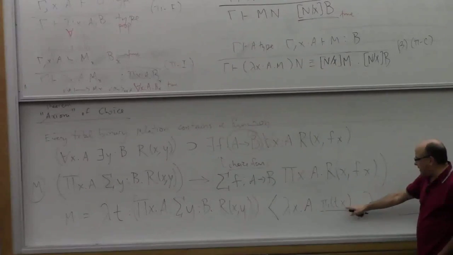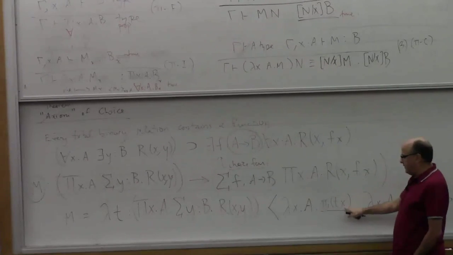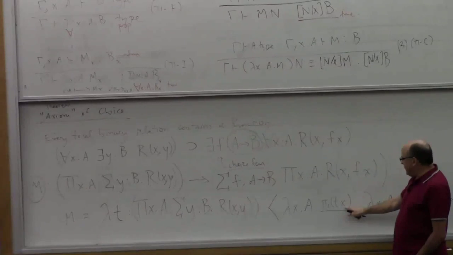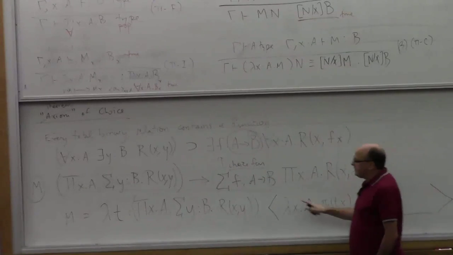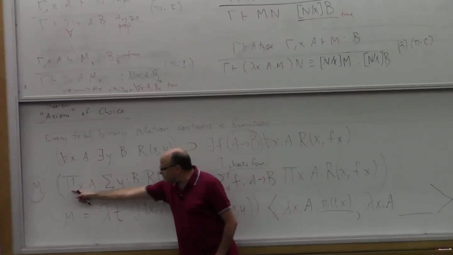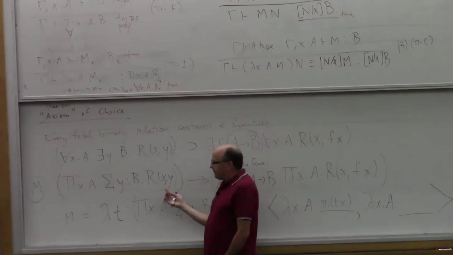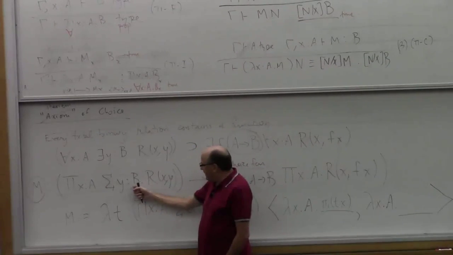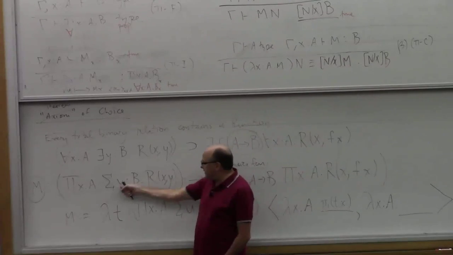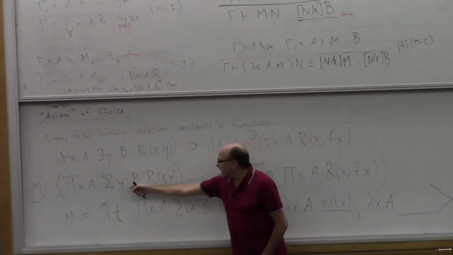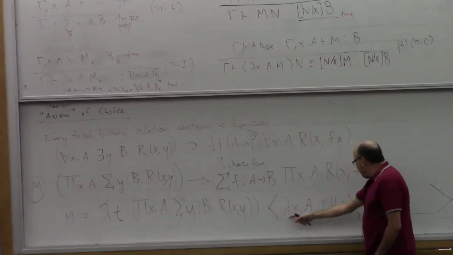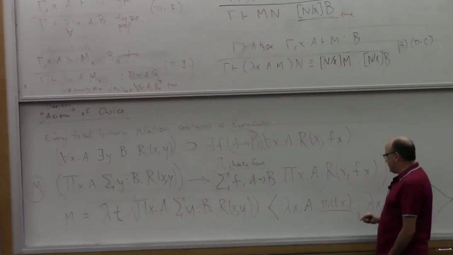Because if I take T, which is a proof of the totality, that's why I call it T, of the relation, and I give it the particular x, the proof emits a witness and a proof that x is related to that witness by R. So let's pull that back out. That's pi 1 T of x.